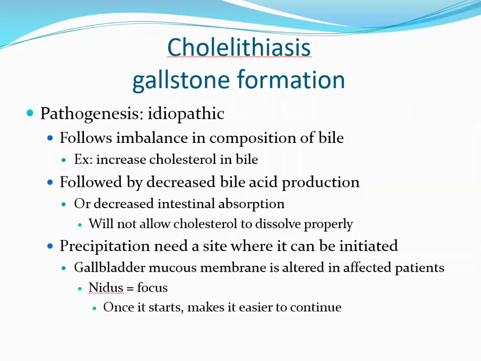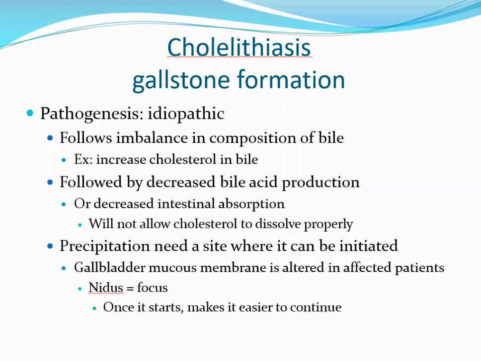The development of gallstones is idiopathic, but usually it follows an imbalance in the composition of bile. For example, there may be an increased concentration of cholesterol in the bile, as the result of obesity or high cholesterol diets. The development of gallstones is also followed by decreased bile acid production or decreased intestinal absorption. This will not allow the cholesterol to dissolve properly. This is often seen associated with those that have had an ileal resection or people with Crohn's disease.